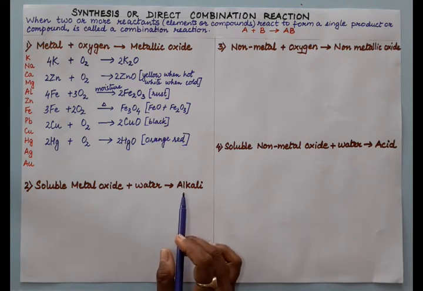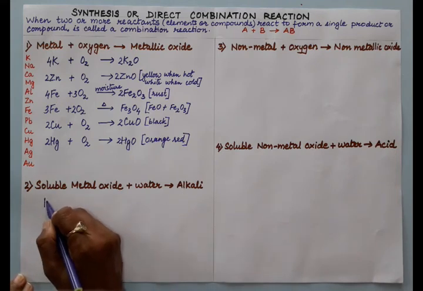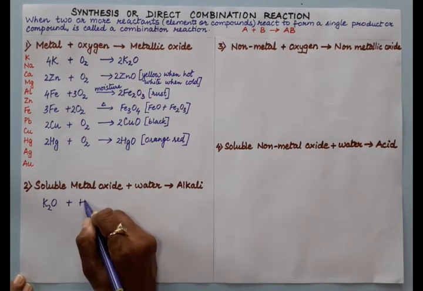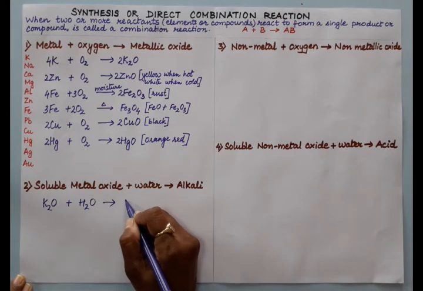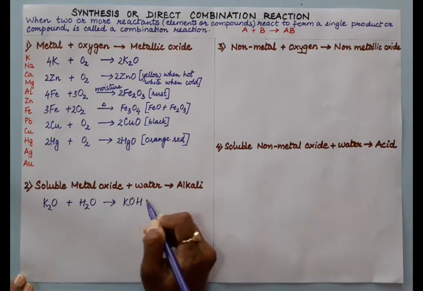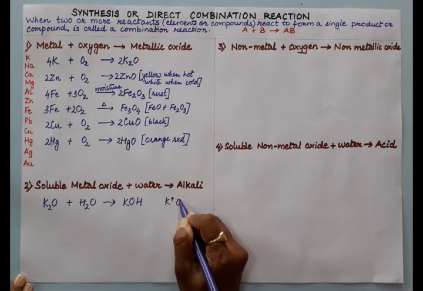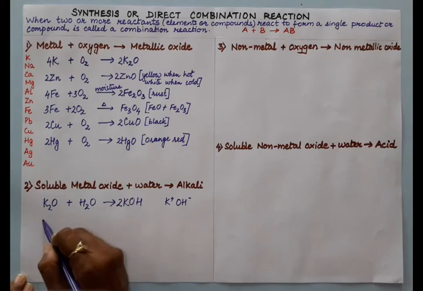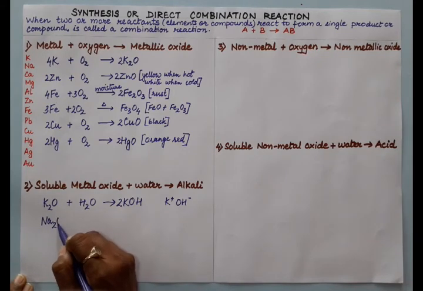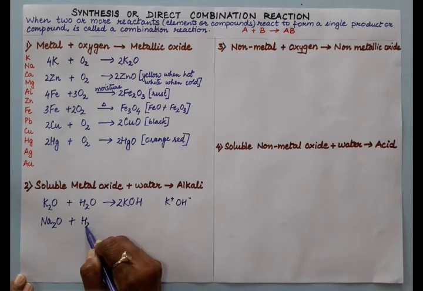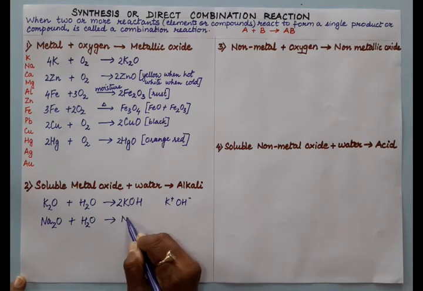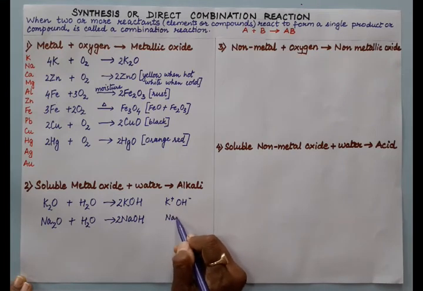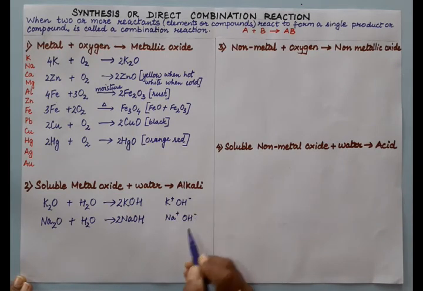For this, let us take the example of potassium oxide, which is formed here. When you dissolve it in water, you get alkali, that is KOH. Again this is according to valency, K plus and OH minus, so you get KOH. And now balance. Similarly, sodium oxide when dissolved in water gives sodium hydroxide. Now balance it. Again same way, Na plus OH minus.